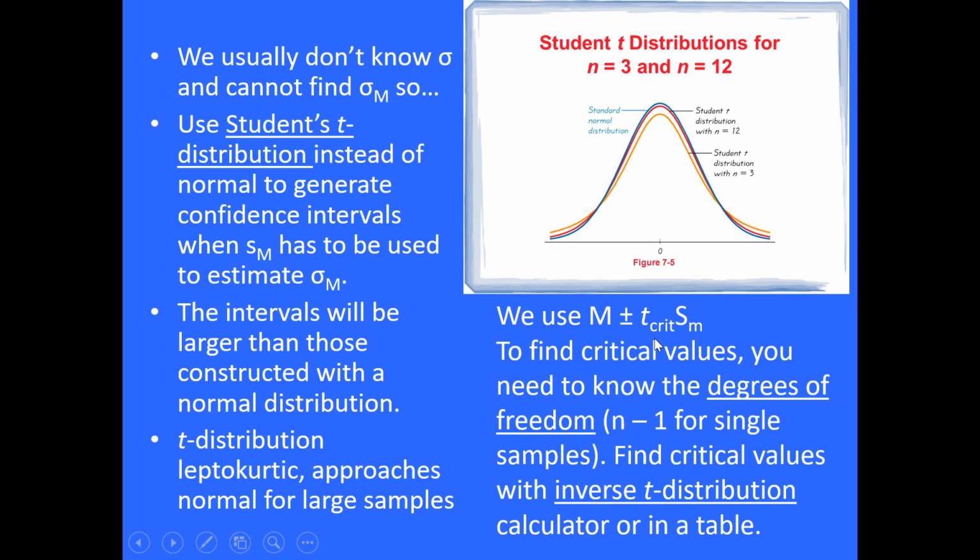Now, finding these critical values, these change depending on your sample size. With a normal distribution, no matter what the sample size is, the critical value for a 95% confidence interval is always 1.96. That is not the case with a t-distribution. With a t-distribution, it changes, and we find them using something called degrees of freedom. And the degrees of freedom for a single sample would be n minus 1. Okay, we're going to see how all this is done. It'll be easier to follow if we look at an example.